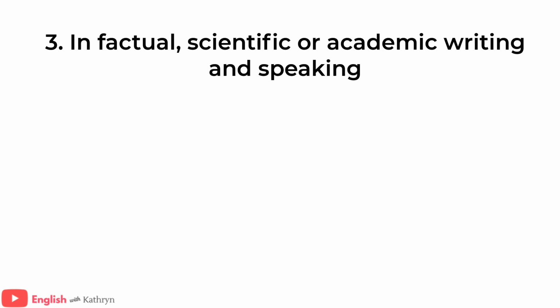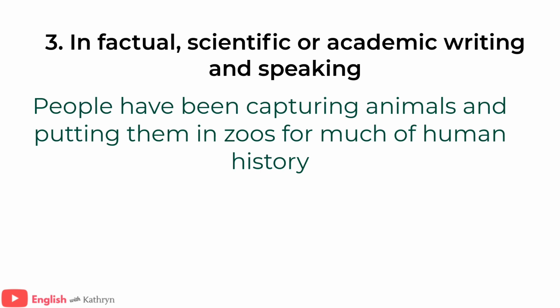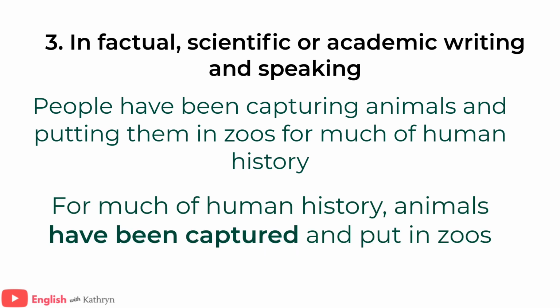Okay, let's take another sentence that would be better off in the passive. So this is an active sentence, and I want you to put it in the passive form. People have been capturing animals and putting them in zoos for much of human history. So this is an active sentence. Now pause the screen, think about it for a bit, and put it in the passive form. For much of human history, animals have been captured and put in zoos.